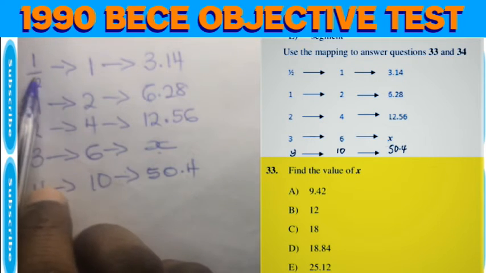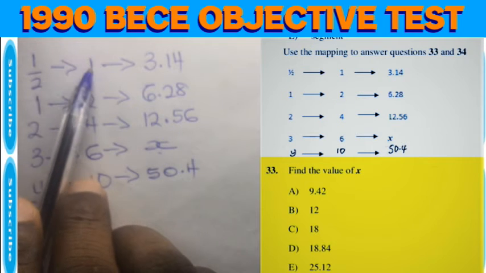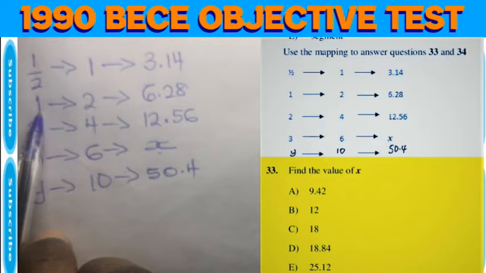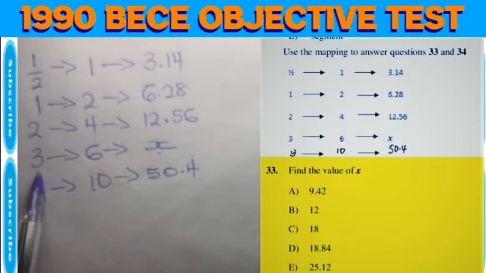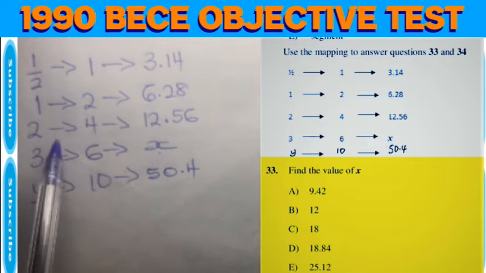So if you have half, then when you go to the codomain, it becomes 1. You have 1, it becomes 2. If you have 2, it becomes 4. You have 3, it becomes 6. What about if you have 4? It will become 8. You have 5, it will become 10. That is how this mapping goes between this domain and this codomain. That is how it flows.